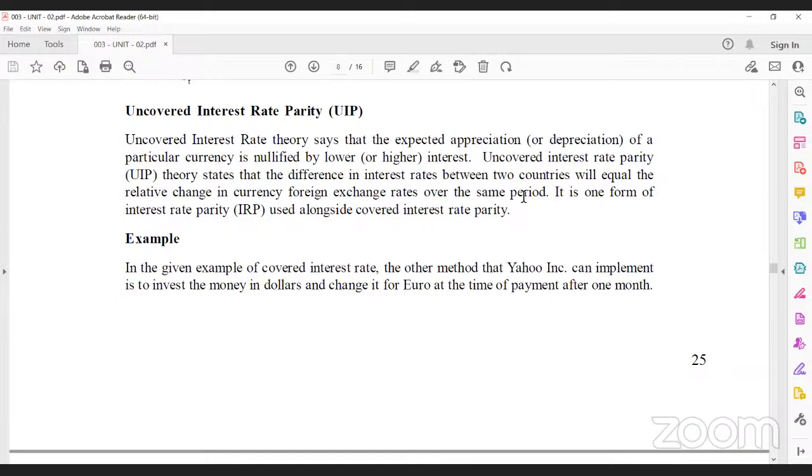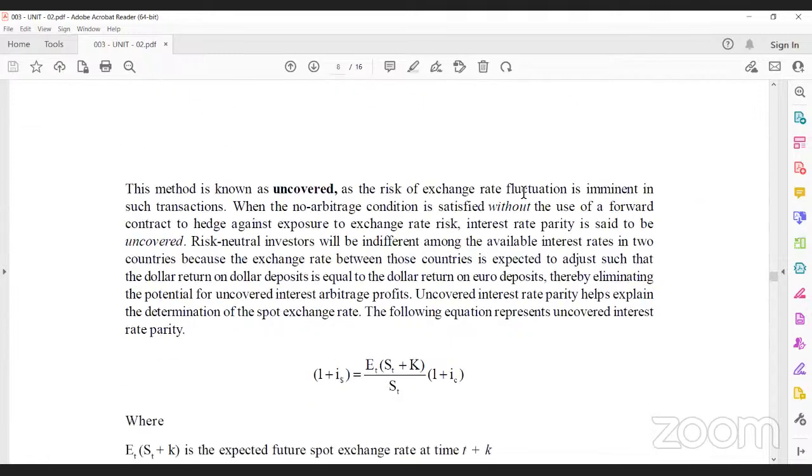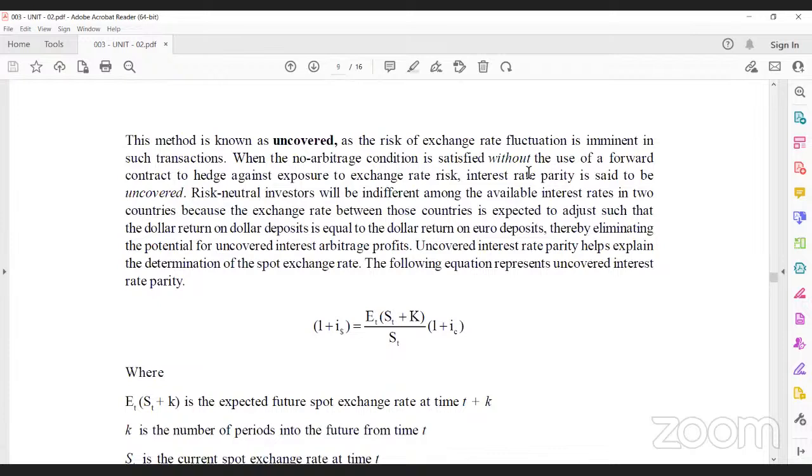For example, in covered interest rate parity, suppose a Yahoo can invest money in dollars and change it for euro at a time payment after 1 month. Here, this method will be known as uncovered because the risk of exchange rate fluctuation is present. When the no arbitrage condition is satisfied without the use of a forward contract to hedge against the exposure to exchange rate, IRP is said to be uncovered.